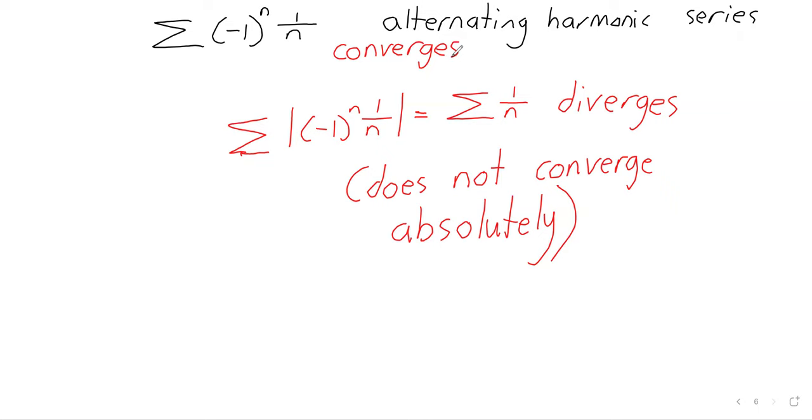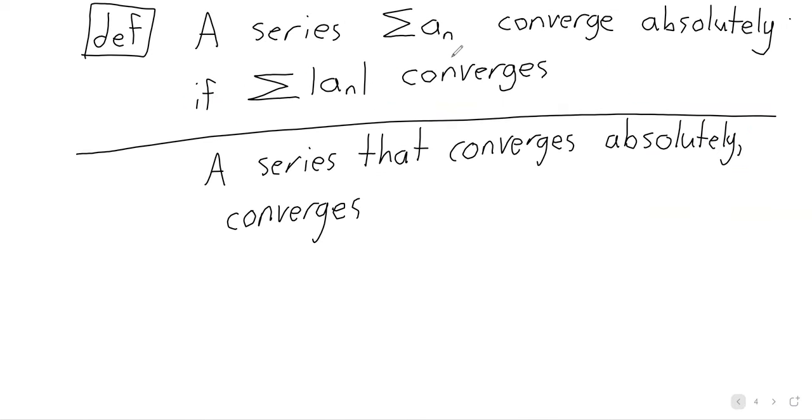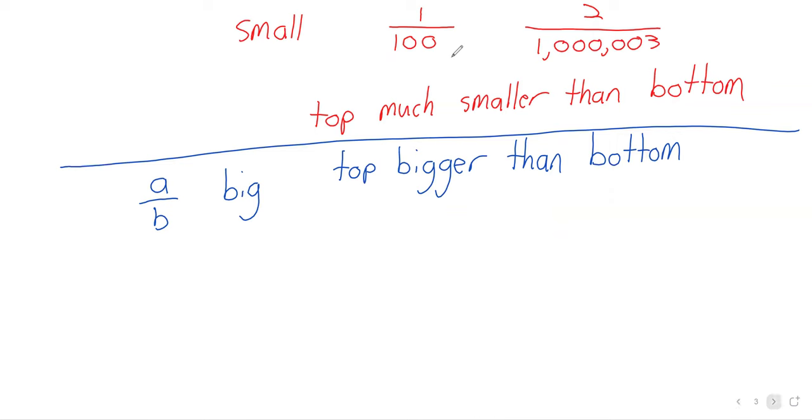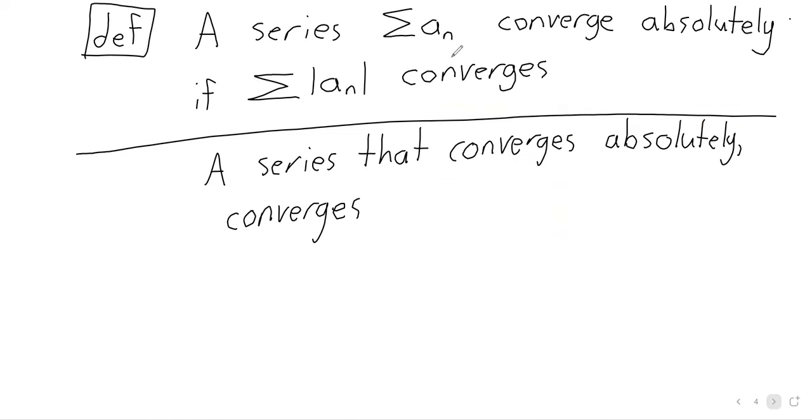Still, the reason we're talking about this is that the next test we talk about, the ratio test, is an absolute convergence test. It has the absolute values built right into it. Absolute convergence is quite a nice property. This is the kind of thing that we don't really have a chance to go into in depth in calculus two.